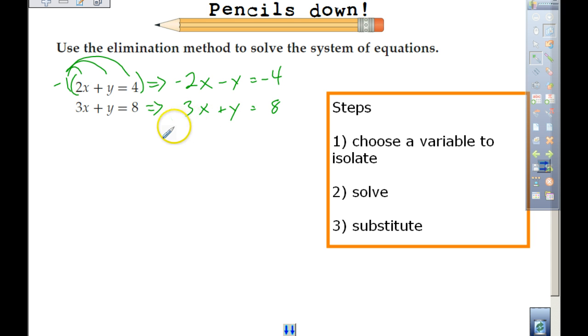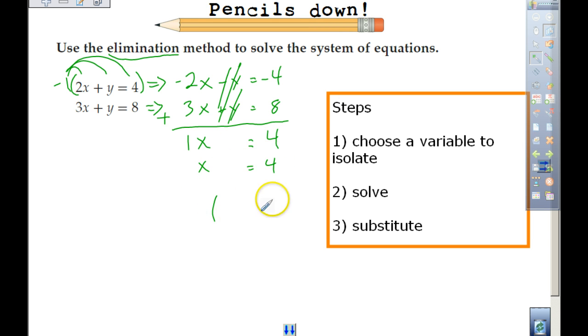Well, now when I add these up, negative 2 plus 3 is 1x. This equals 0. That's 0. That's the idea of eliminating. We now have done the elimination method. Elimination method means you get one of the variables to add to 0. Negative 4 plus 8 is 4. X is 4.